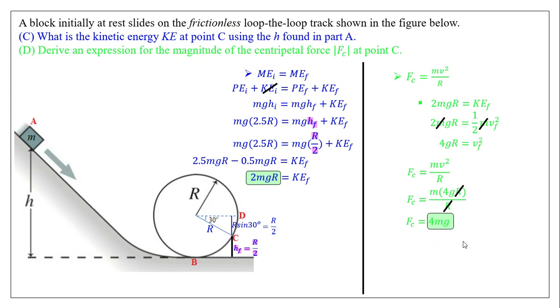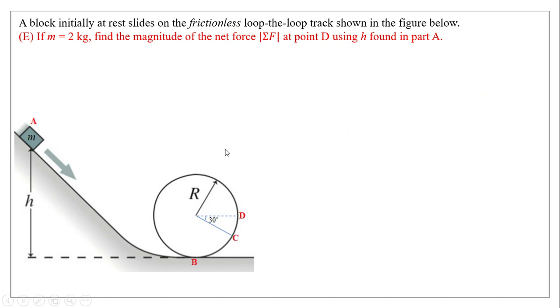Okay. Let's do part E. Part E says if m is 2 kilograms, find the magnitude of the net force at point D using h found in part A. So we know it's going to make it all the way around, barely. So here's point D, which is on the side, which is the distance of R above the ground.